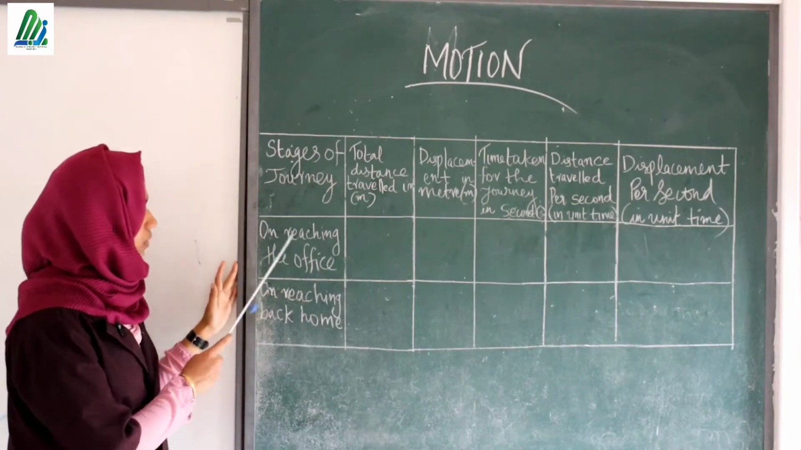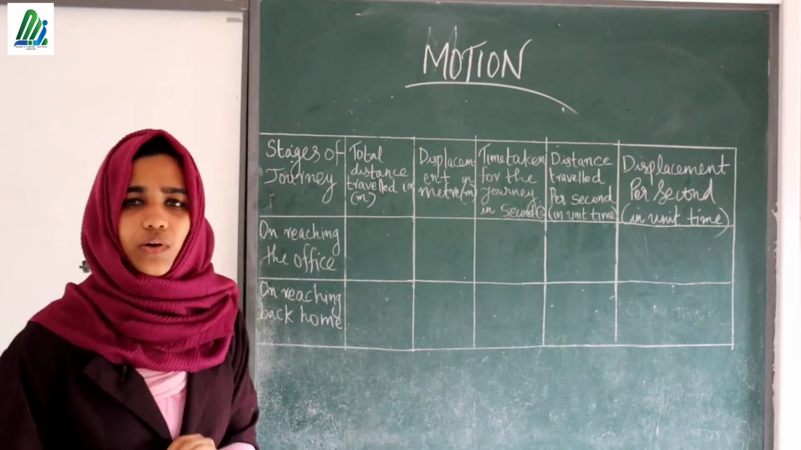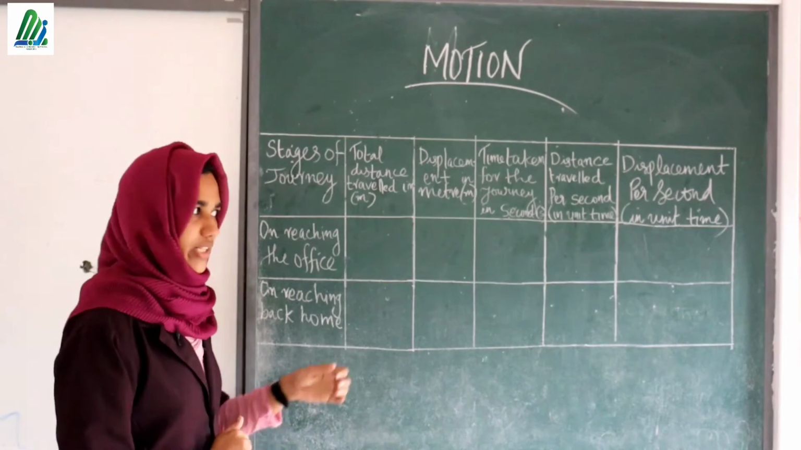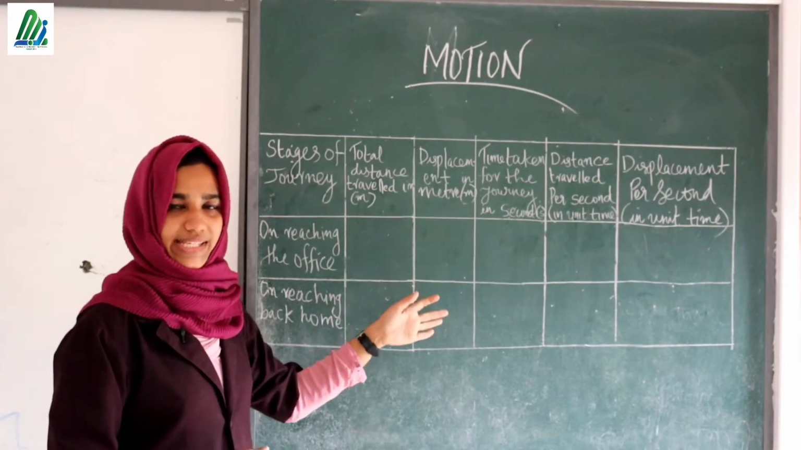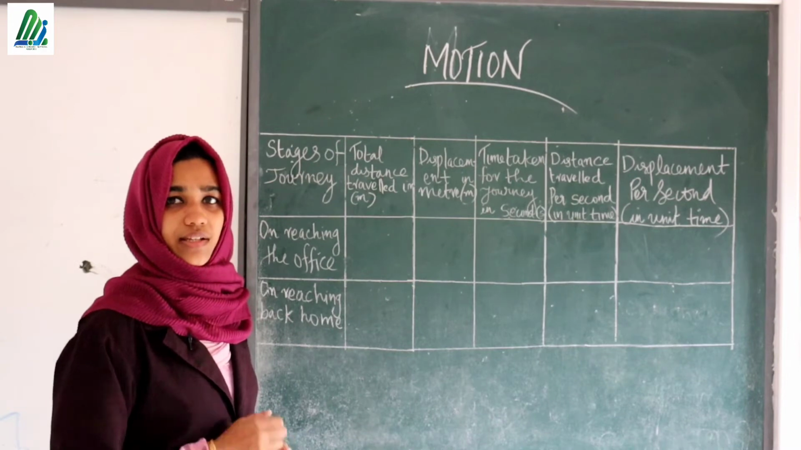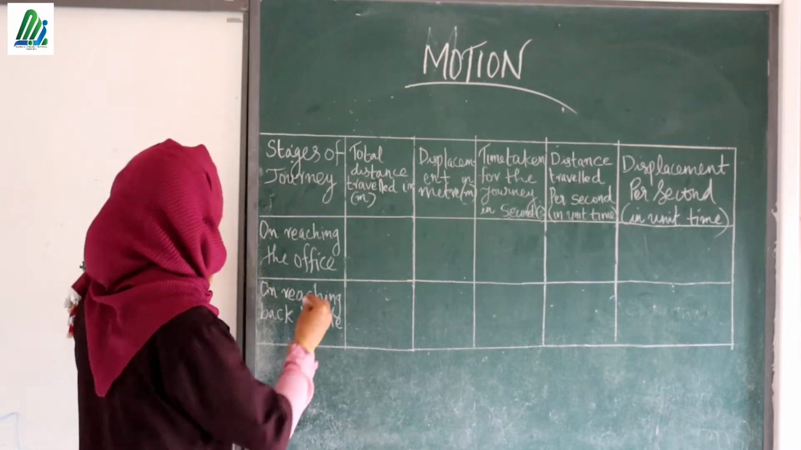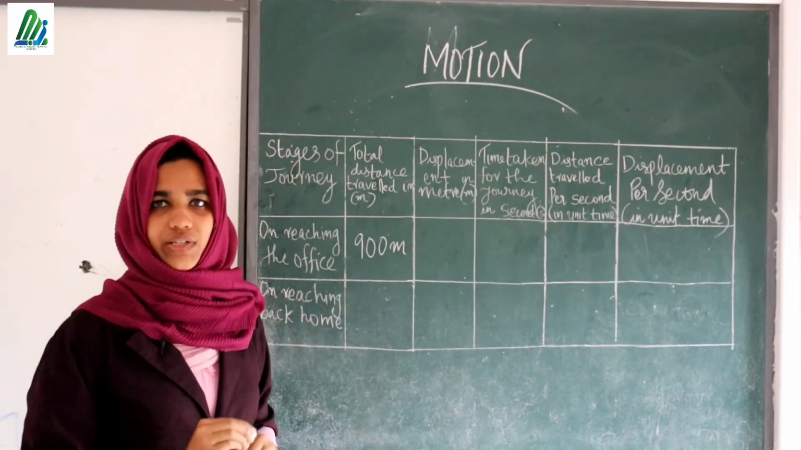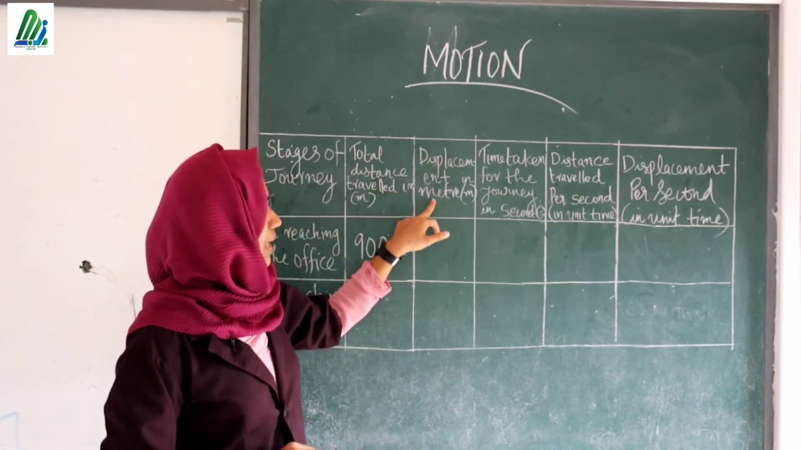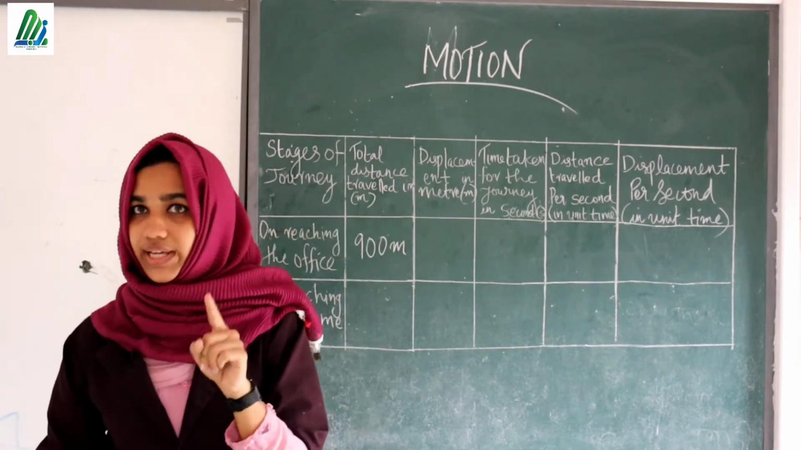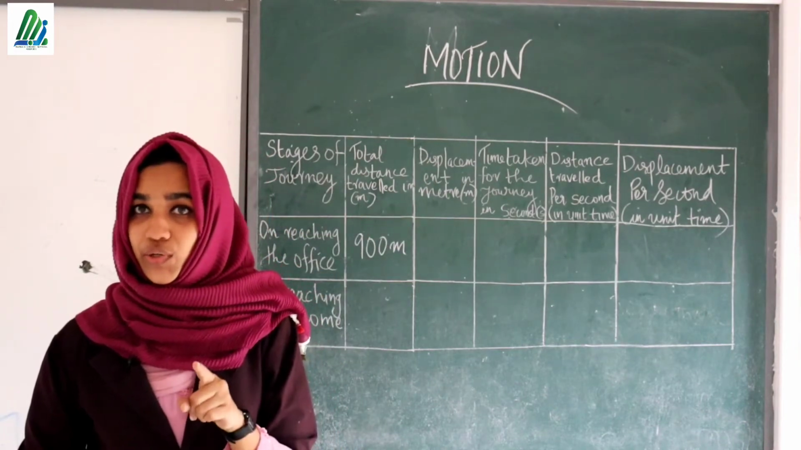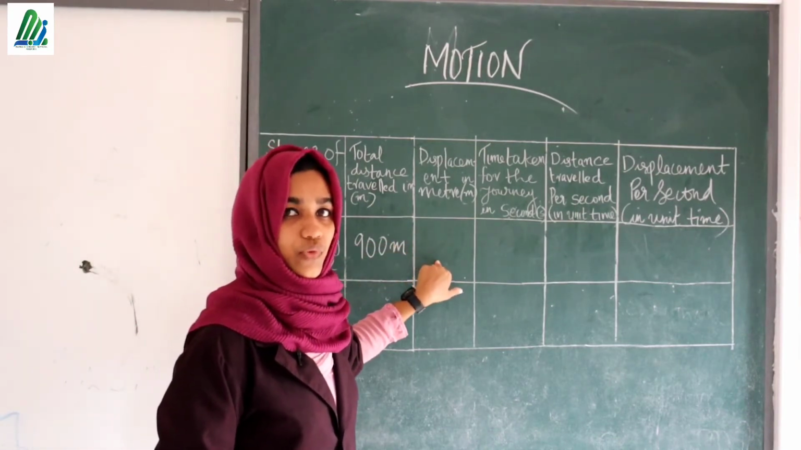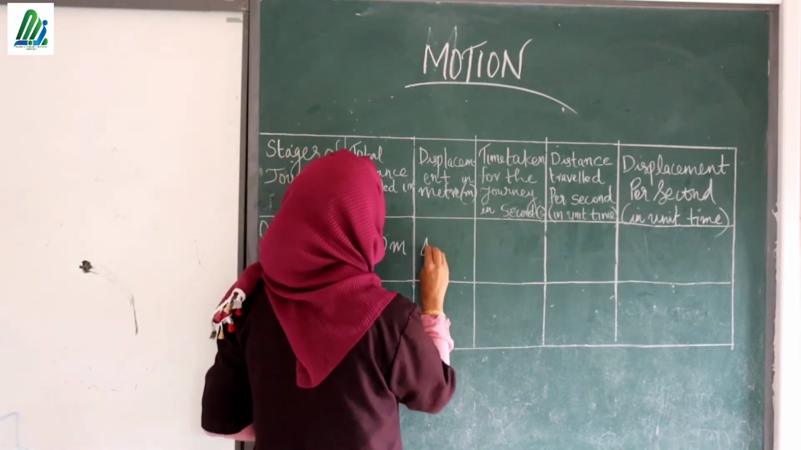First one, on reaching the office. How much distance did he travel? Look at the picture, you can easily understand. That is 9,000 meter. Next one, displacement in meter, that is the straight line distance from the initial position to the final position. That is 480 meter.